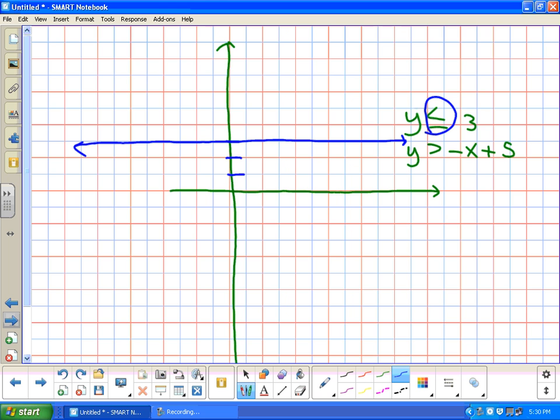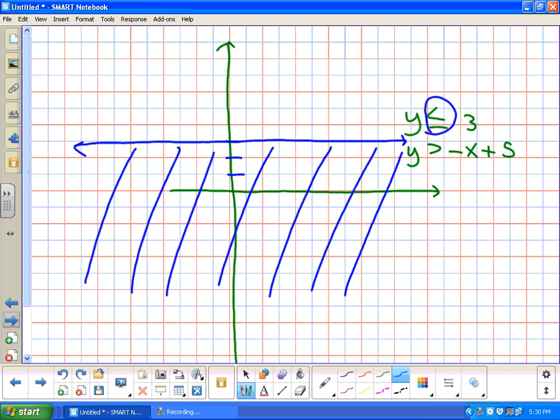y is less than or equal to 3, therefore I shade the region below the line, so I have a horizontal line, solid line because it has a bar, and I'm shading below.